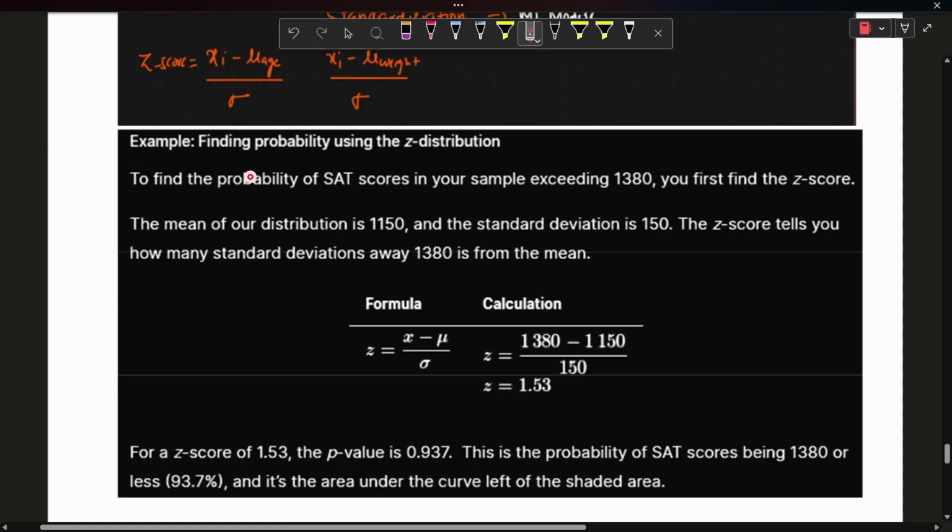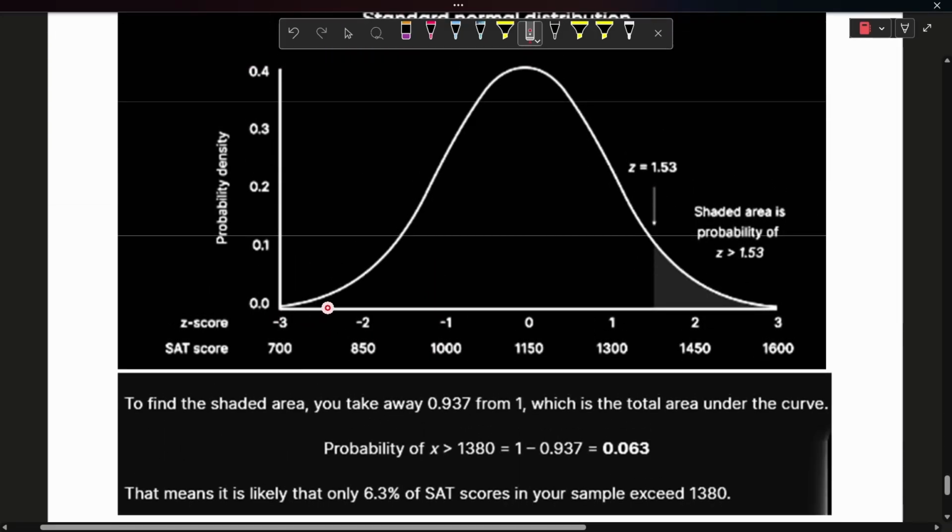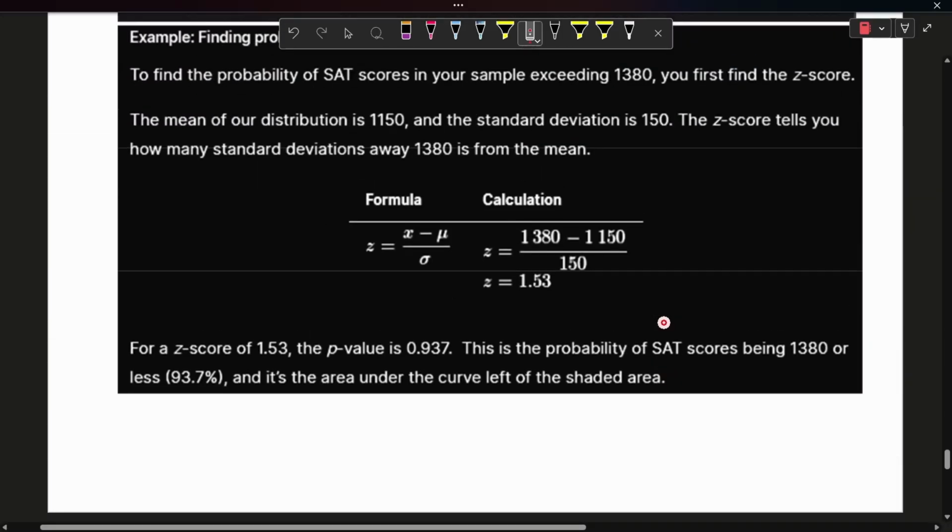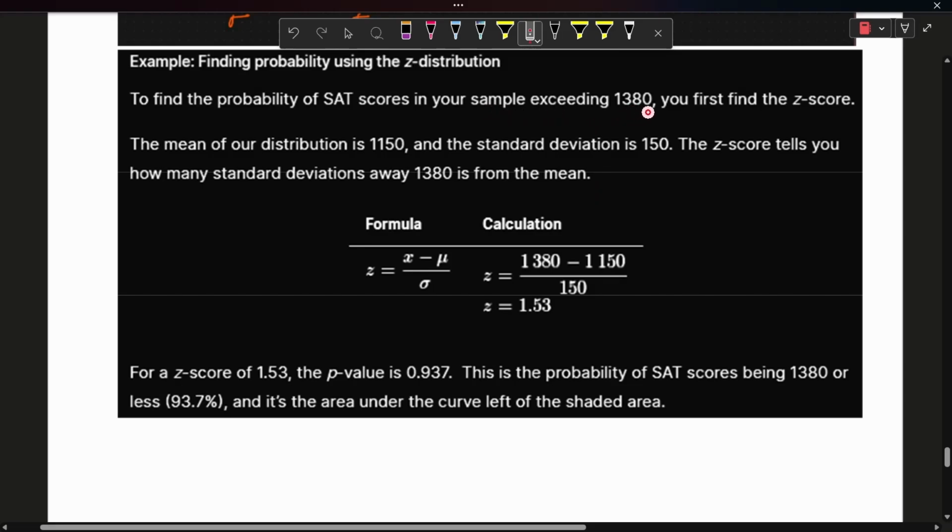What is the probability of the SAT score in your sample exceeding 1380? This is the distribution of the SAT scores. So what is the probability that the scores will exceed 1380? Let's find it out using the z-score. We have the mean 1150 and standard deviation 150. Let's substitute the values here. We get z-score as 1.53.